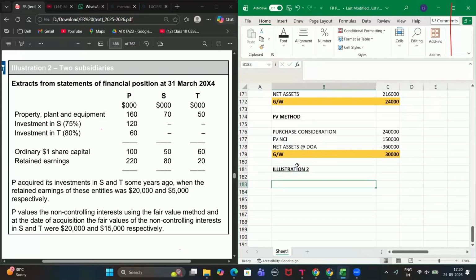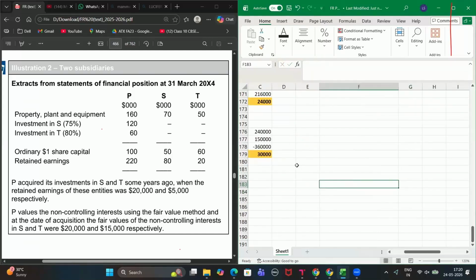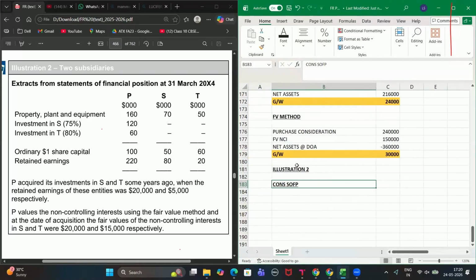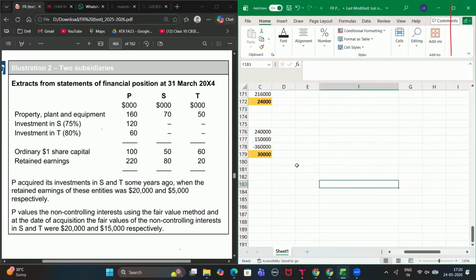So how will we prepare the consolidated SOFP? Before working it out, we need to have some workings, right? We need to show some workings. What is working one? Group structure.